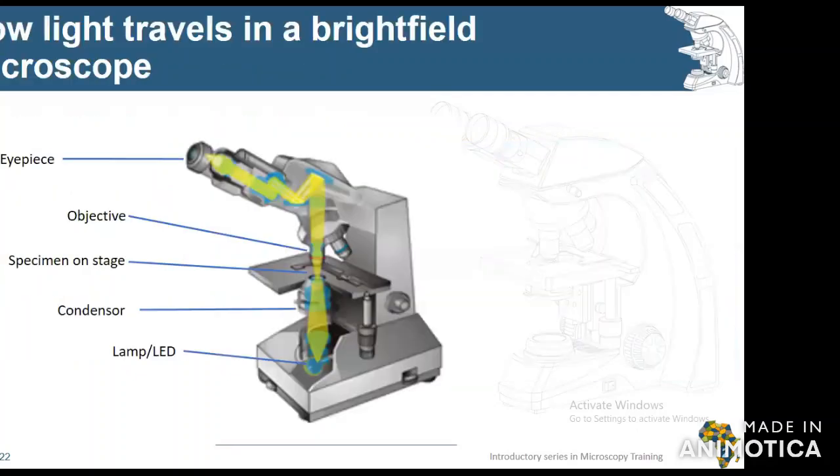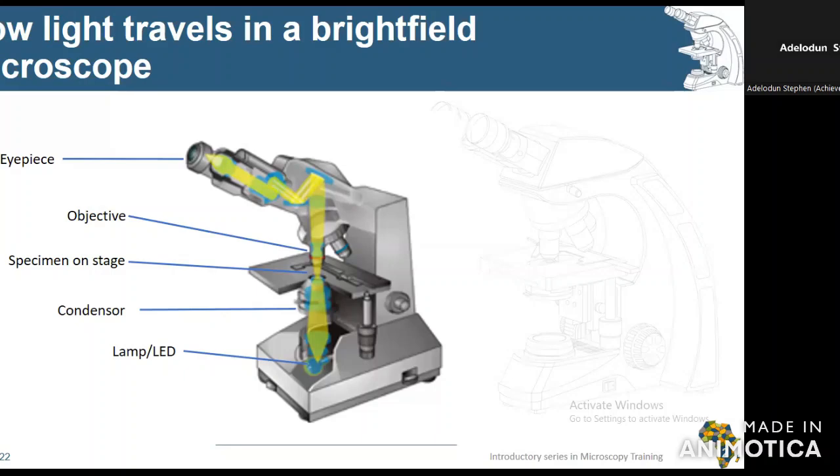All right, now how light travels in a bright field microscope. Now, most of the time we use a halogen as a source of the light. So the halogen is turned on and it gives light, which travels onto a mirror. The mirror collects the light and sends it into a condenser. The condenser will focus the light onto our sample, which is on the stage of the microscope.